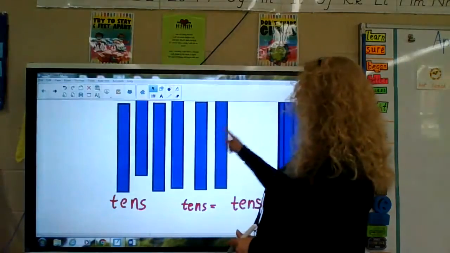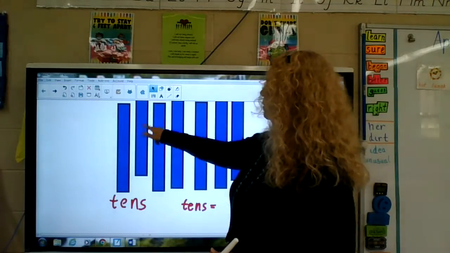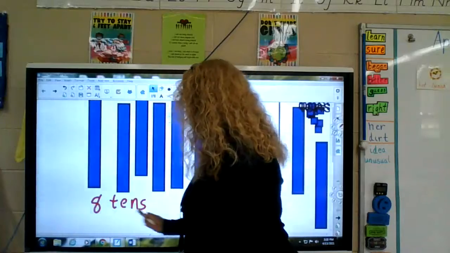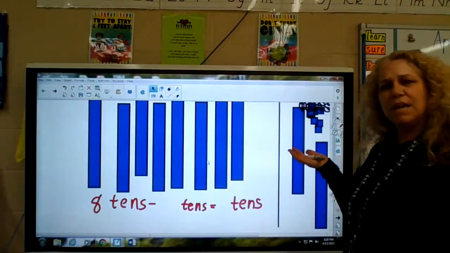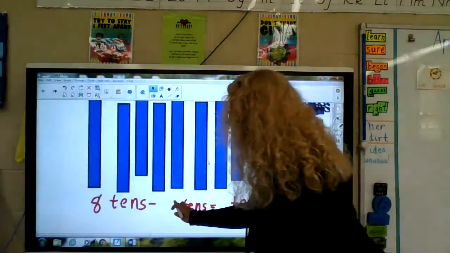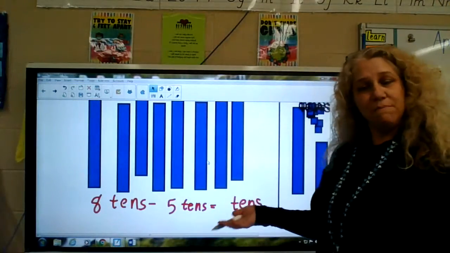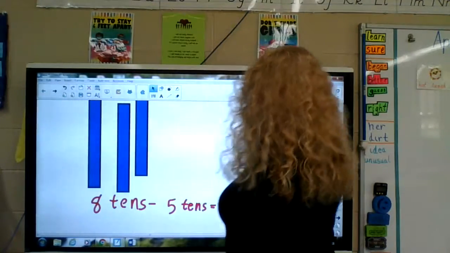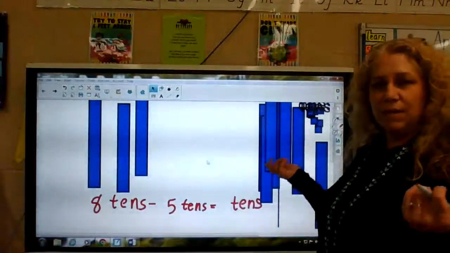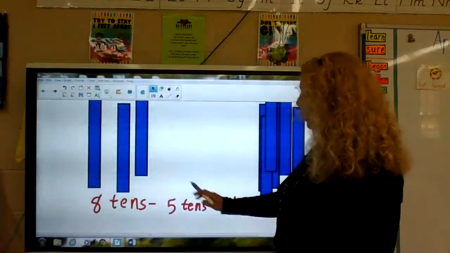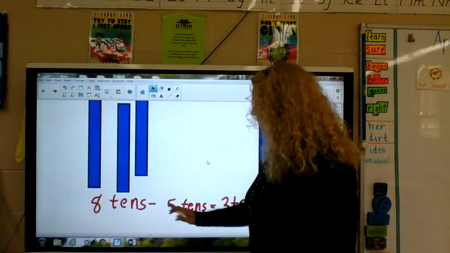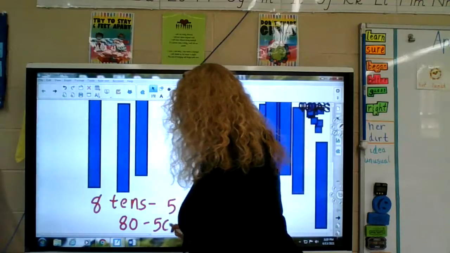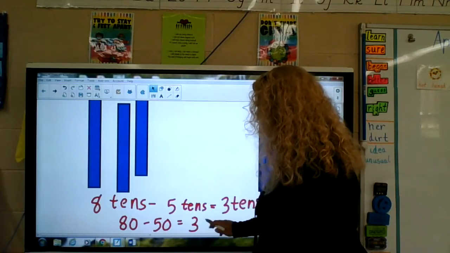If you don't have them, that's okay. You can just look at mine. 8 tens minus, let's take 5 away. Let's take 5 tens. So it's 8 minus 5. 8 minus 5. Whoop. And we take 5 away. What's left? 3 tens. So it's 80 minus 50 equals 30.